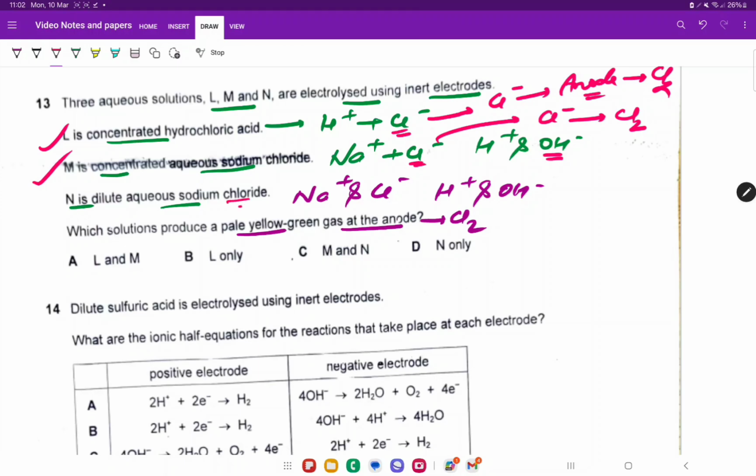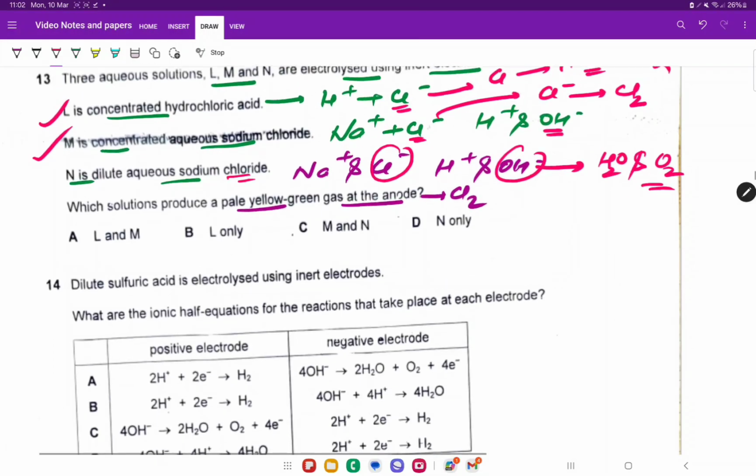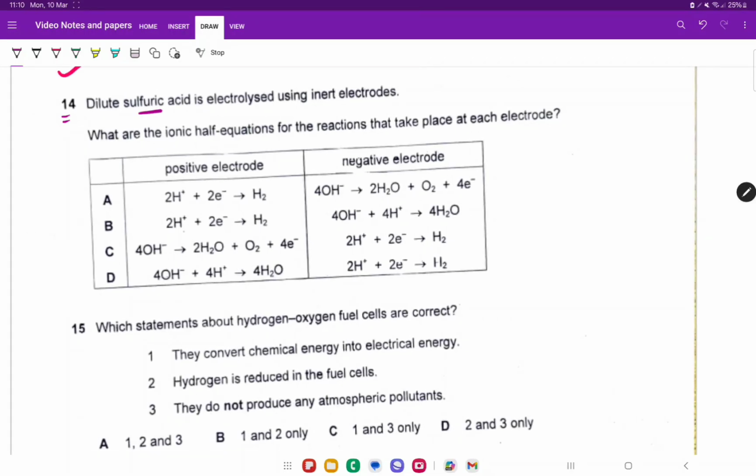But in case of dilute sodium chloride, since the concentration of Cl minus is very low, OH minus will go and produce water and oxygen, and H plus will produce H2. So the answer for this question is L and M. They will produce chlorine gas. The answer is L and M. That is the answer.